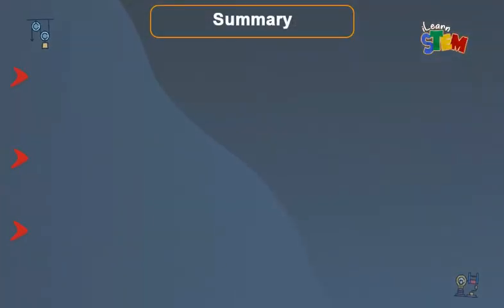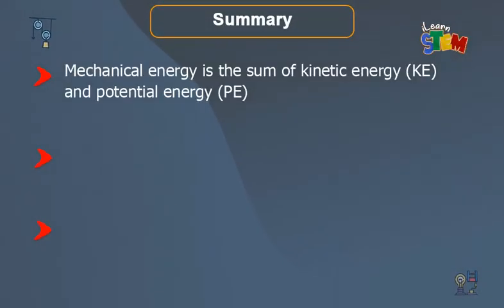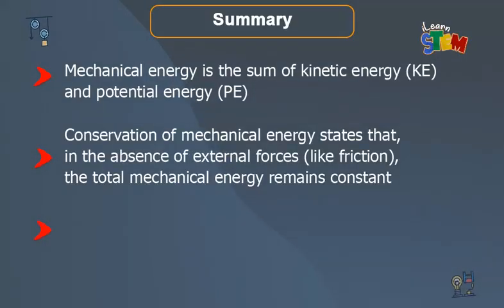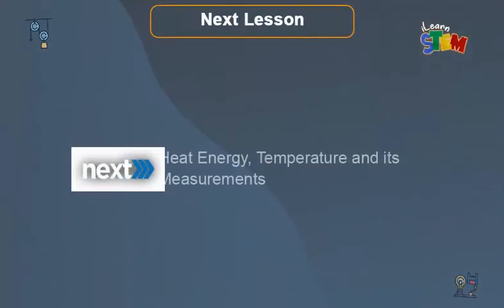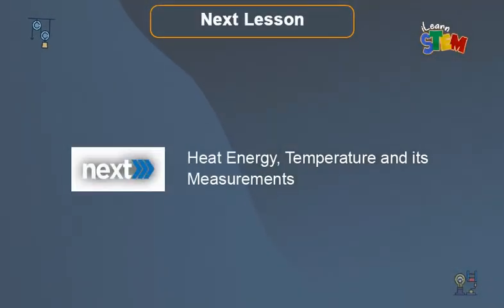Great job so far. Let's recap. Mechanical energy is the sum of kinetic energy and potential energy. Conservation of mechanical energy states that, in the absence of external forces like friction, the total mechanical energy remains constant. Understanding mechanical energy helps engineers design safer roller coasters, efficient power plants, and effective machines. In our next lesson, we will be talking about heat energy, temperature, and its measurements.